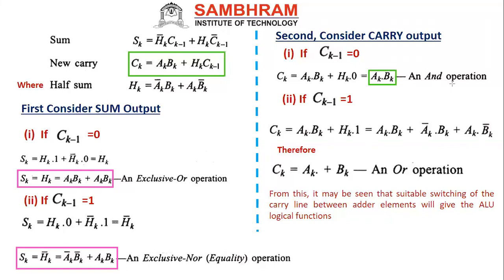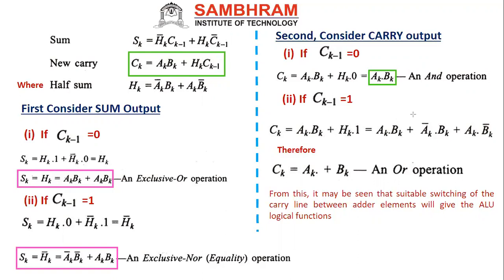Now I got the AND operation also. Next, substitute CK minus 1 is equal to 1. If it is 1, what will happen? AK, BK plus HK will be there. Then this will be equal to AK, BK plus HK, where HK is nothing but AK bar, BK plus AK, BK bar.